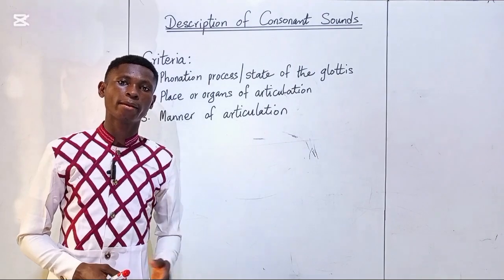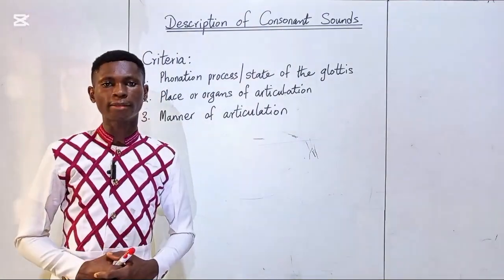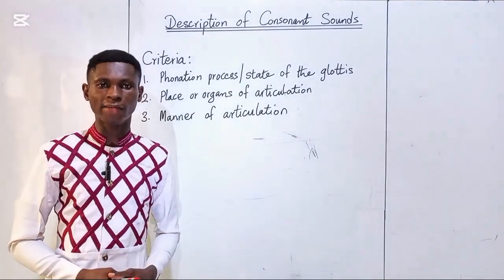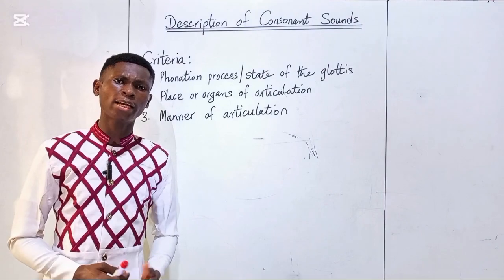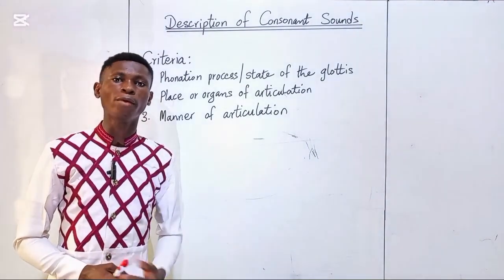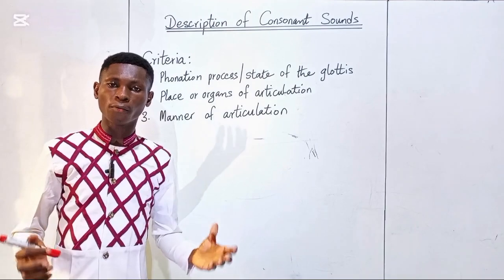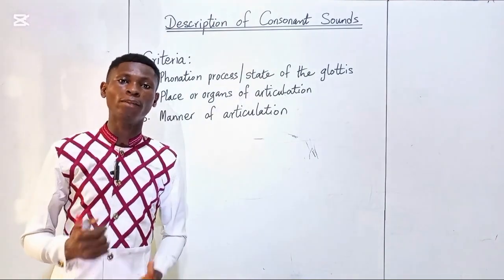For instance, if we want to say p as in pen, the first sound there, what are the organs involved in the articulation of that sound? You discover that your upper lip will join together with your lower lip, meaning that we say the sound with the help of the two lips.